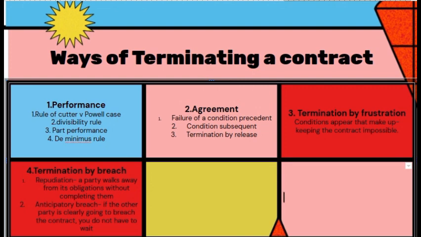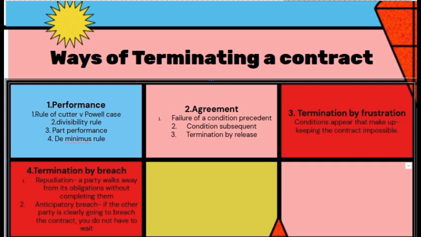So there are two ways of breaching, or two types of breach. One of them is repudiation. Repudiation occurs when a party walks away from obligations without completing them. In most cases, these are contractual obligations.